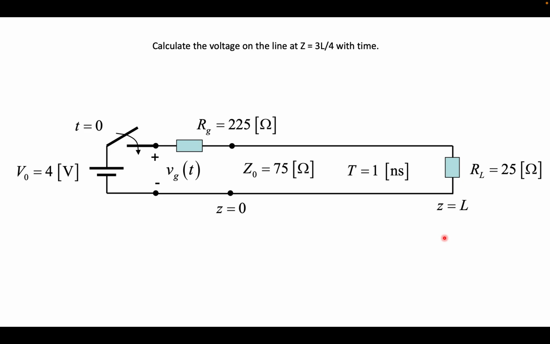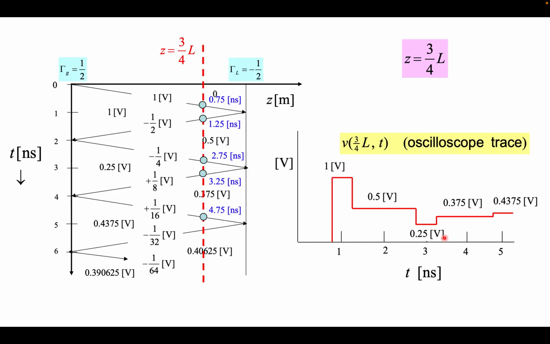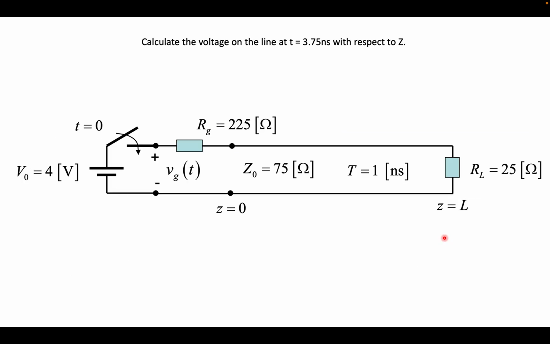So the question is really simple. It's simpler than the one where I asked you to draw at different times and at the same position. If you got the idea of the previous problem, this is really straightforward. Basically you need to keep the time constant and plot it with respect to z, which is basically the length of the transmission line.